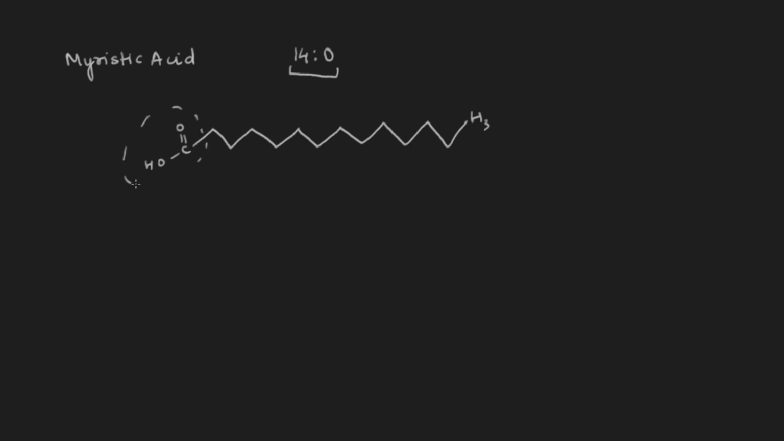So this end will be called the carboxy end, and this end will be called the methyl end. So this is myristic acid, and the type of acid this is, is a saturated acid, and it has no unsaturation.